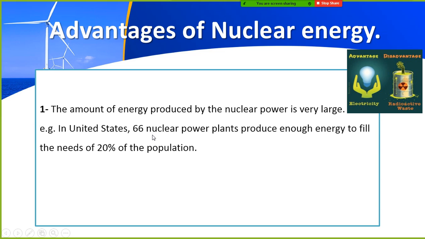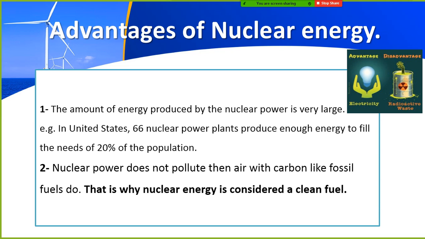For example, in the United States there are 66 nuclear power plants. Plants here means factories. 66 nuclear power plants, and they produce enough energy to fulfill the needs of how much? 20% of the population. Can you imagine the amount of energy produced by 66 plants just to fulfill the needs of 20% of the population of the whole United States? It means that it produces huge power.